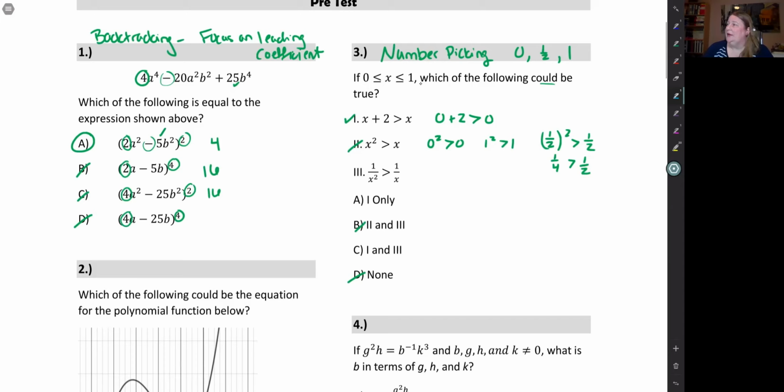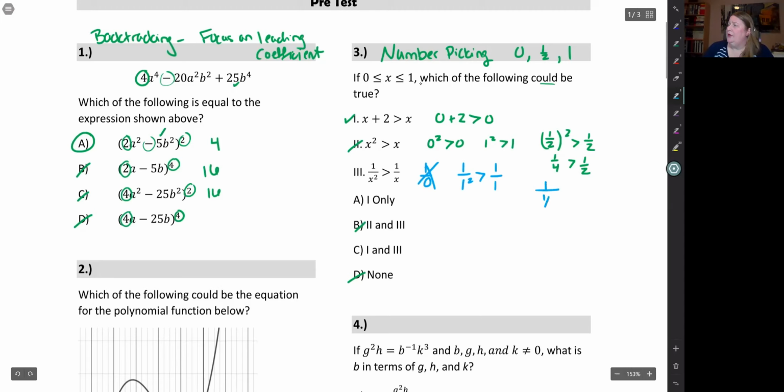1 over x squared. Well, 0 is out because I can't do a 1 over 0. Let's try 1. 1 over 1 squared is greater than 1 over 1. That's not true. Both of these are going to work out to be 1. Those are equal, not greater than, so I don't have to worry about that.